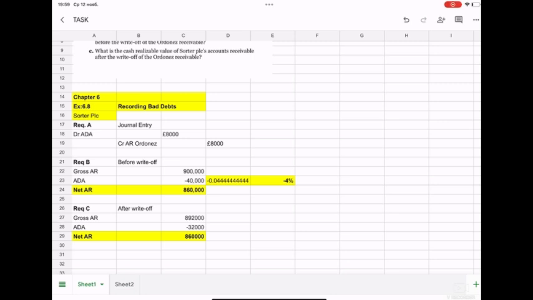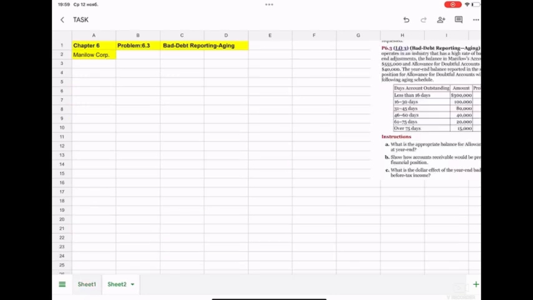Problem 6.3. Bad debt reporting aging. Why did it move so far? Okay. Let's start it.